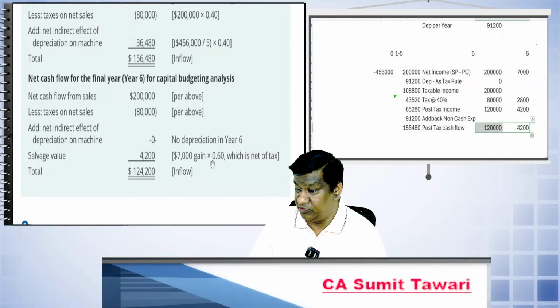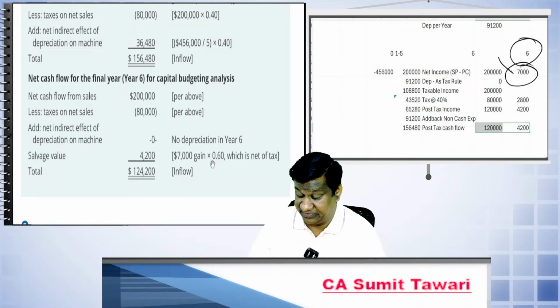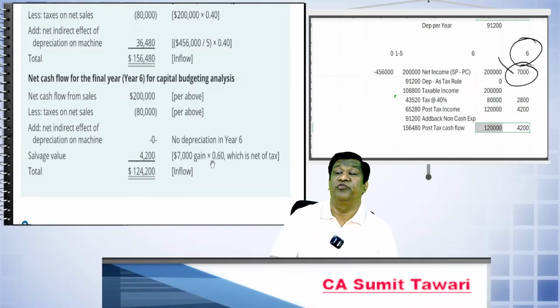I hope you are able to understand this point. It is basically the terminal value, because I am receiving 7,000 for which the book value is 0, so the entire receipt is my taxable income. If there is unabsorbed depreciation, then you can reduce the book value of the asset and calculate the tax impact. But here the book value is 0, so the entire receipt against the sale of the asset, the terminal value received, is considered taxable income. We need to pay tax on that income and consider the post-tax cash flow. Clear?